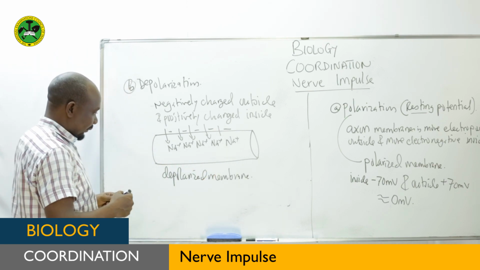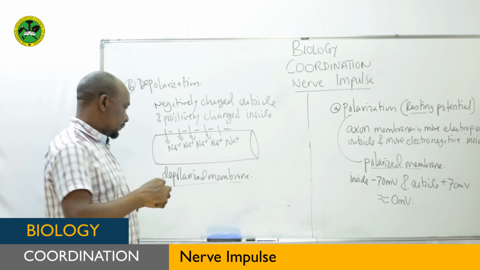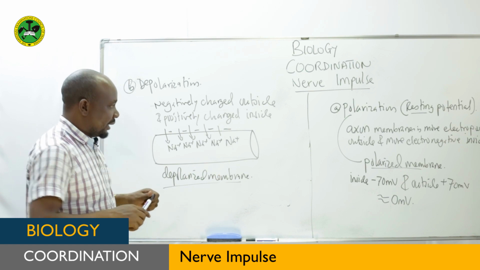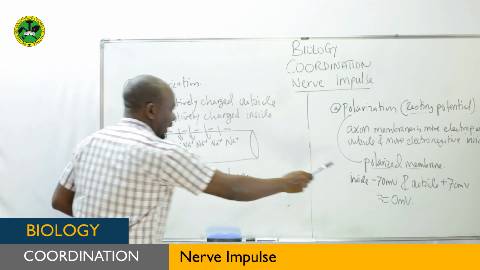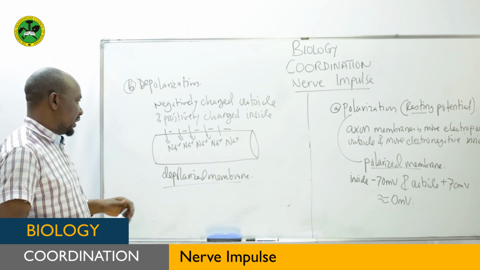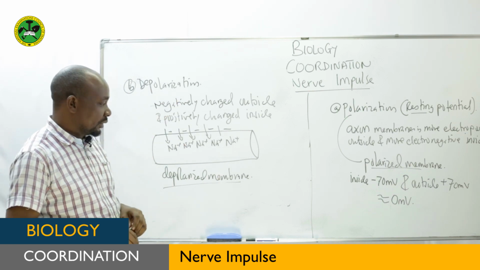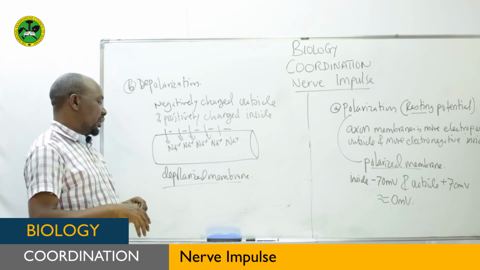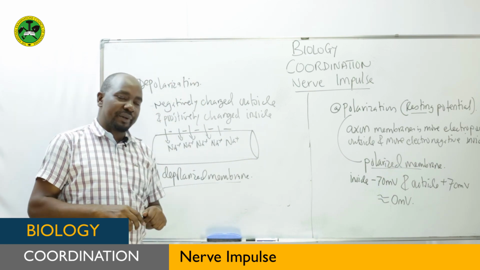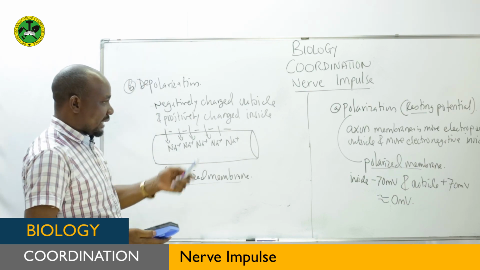A depolarized membrane is different from the polarized membrane simply because of the ion distribution. The polarized membrane is positively charged outside and negatively charged inside, whereas the depolarized membrane is negatively charged outside and positively charged inside. And this happens during the transmission of the nerve impulses, but the polarized state occurs when the nerve impulses are not conducted.